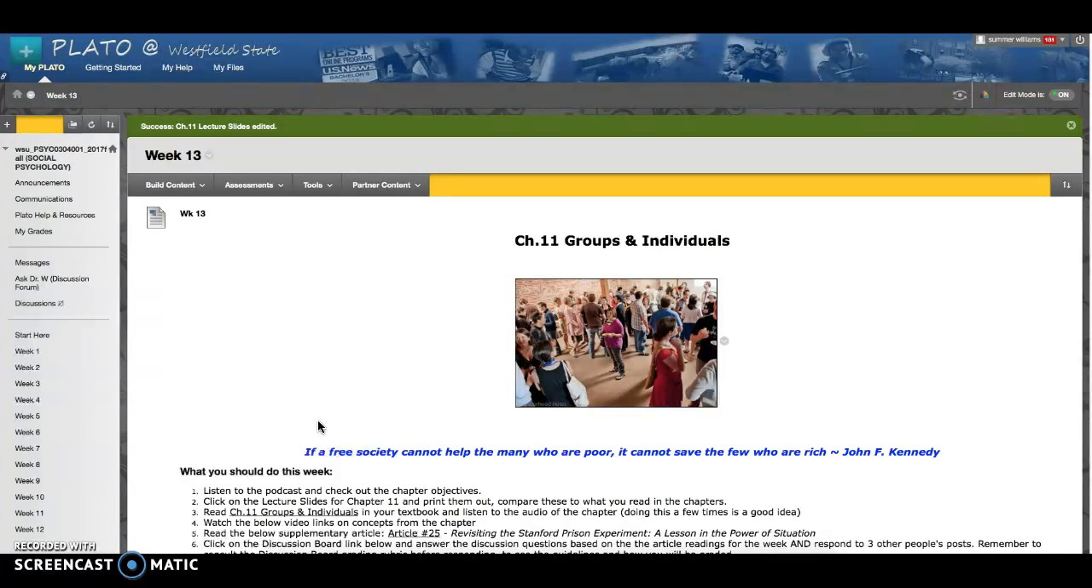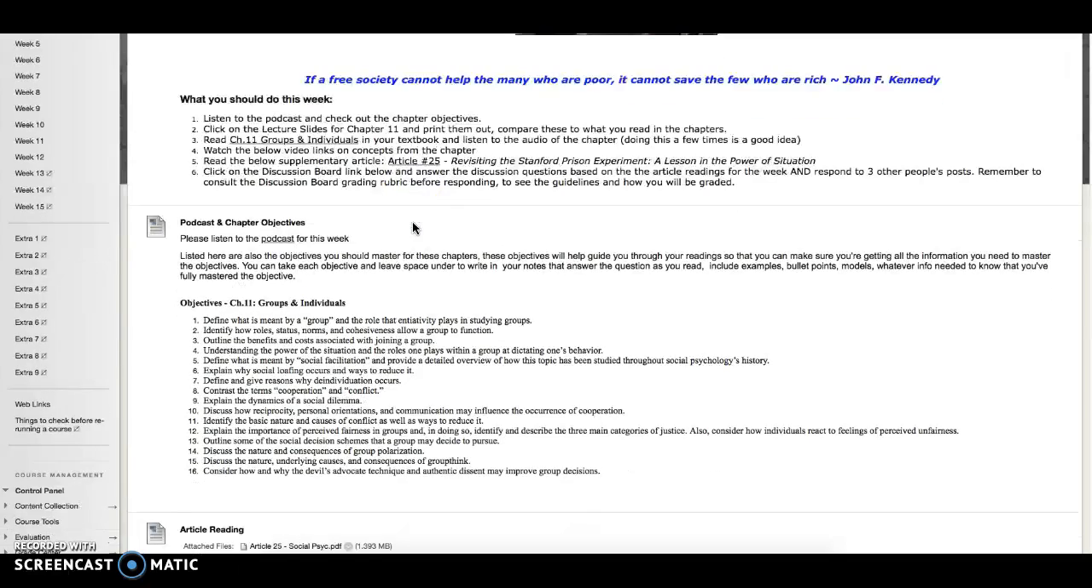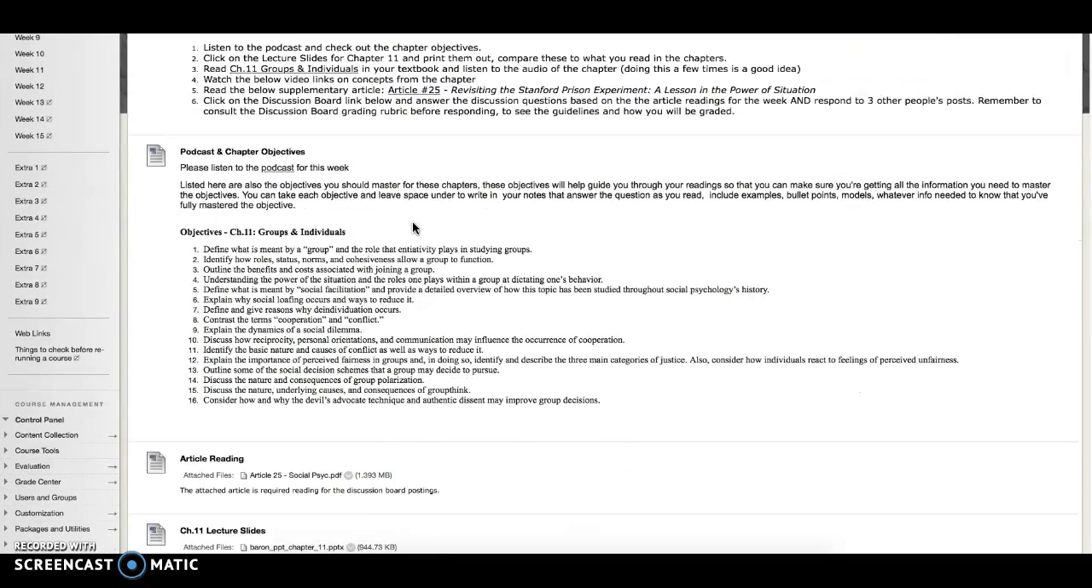We are now in week 13, so we only have a few more weeks left of the class, and this week we're covering chapter 11, which is groups and individuals. So let's just run through what you're going to expect for the week. We have our to-do list here as usual, and here are the chapter objectives for chapter 11.